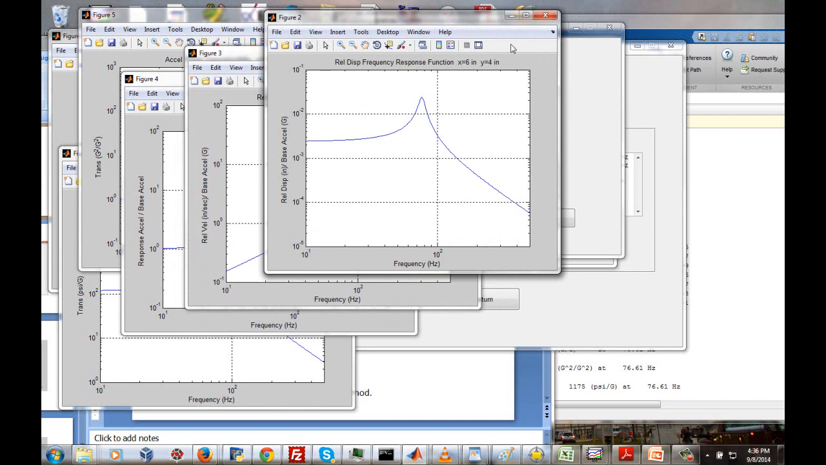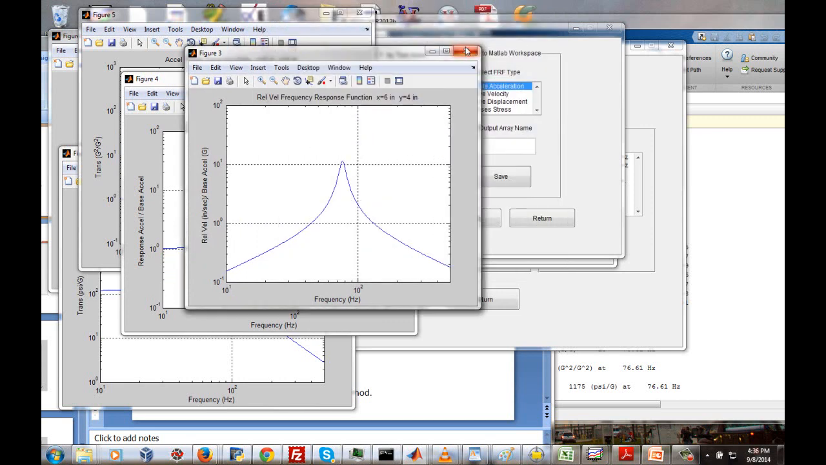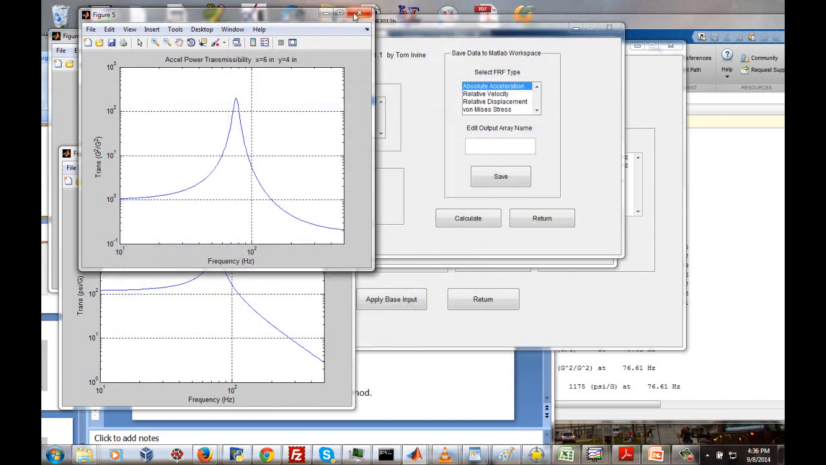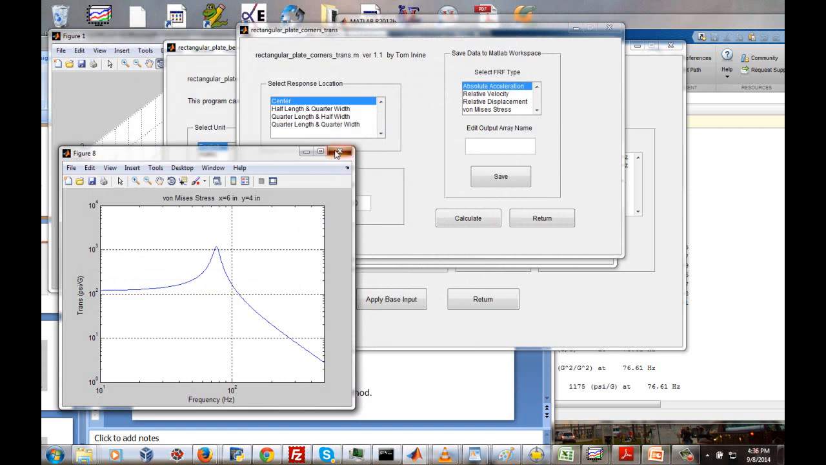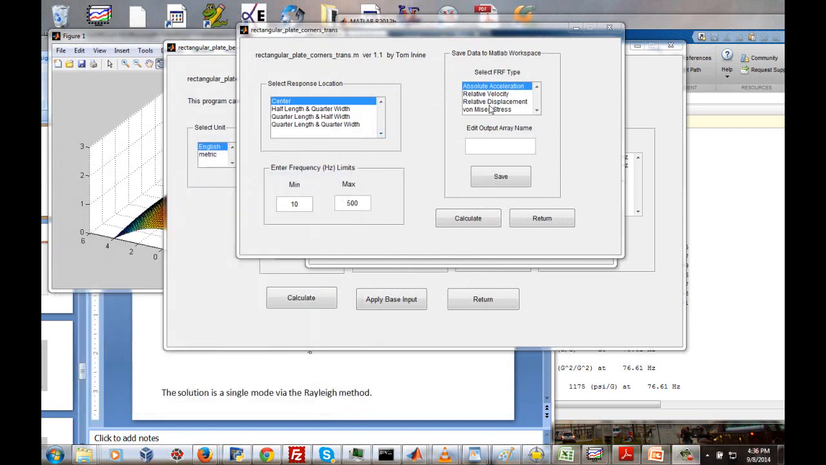Now, if you're a motivated student, what you should do next is save the absolute acceleration FRF, or actually you could use one of these others as well, and save that, and then go over to the half-power bandwidth method and estimate the damping and verify that, in fact, it is Q equal to 10.